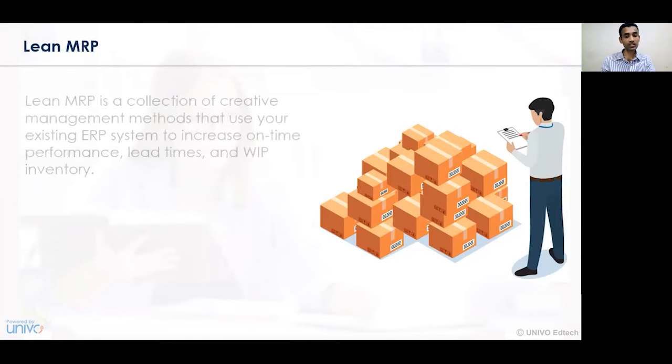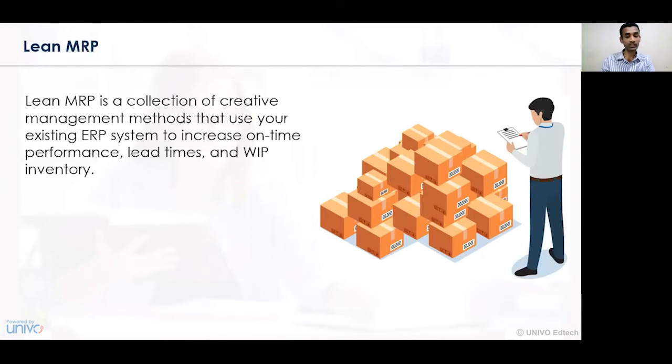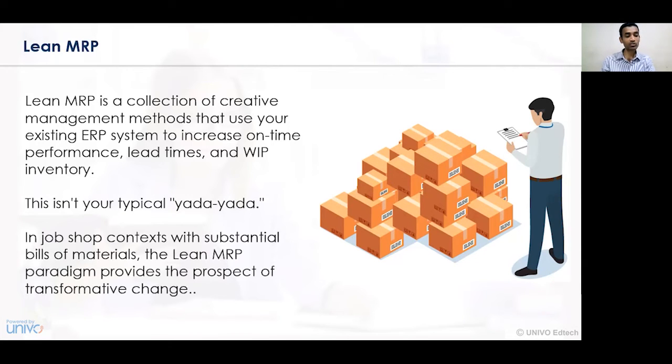So from this slide, let's begin: what do we mean by Lean MRP? Lean MRP is a collection of creative management methods that use your existing ERP system to increase on-time performance and reduce lead times and WIP inventory, that is, work in process inventory. So that isn't your typical ERP system which has been implemented in a business organization. In the job shop context, with substantial bills of materials, the Lean MRP paradigm provides the prospect of transformative changes. In simple terms, Lean MRP is a collection of various creative management thoughts.